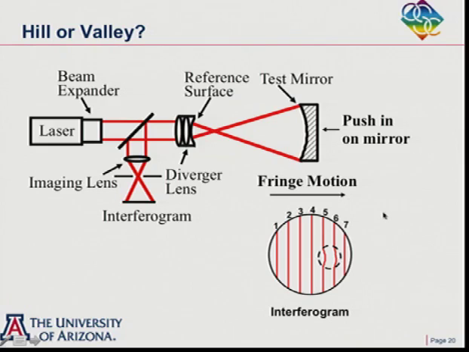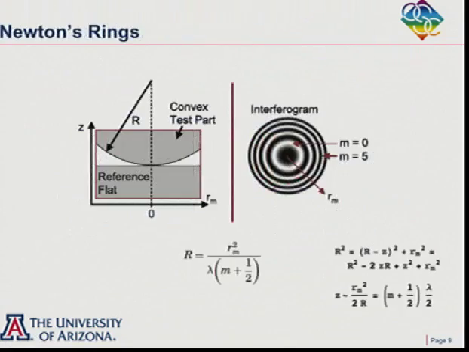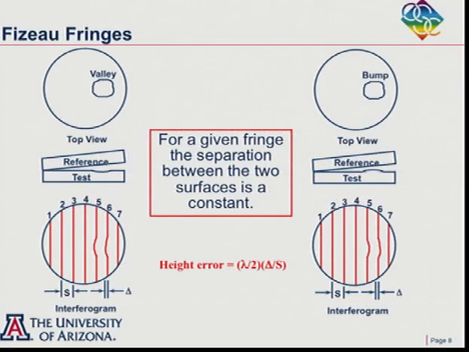And maybe the best way for seeing that is to go back several slides here. So just hold on. We'll go back a few slides to here. And let's look at this case where we had the Fizeau here. And we said, well, along a given fringe, the separation between the two surfaces is a constant. Okay? And now, we put in enough tilt here, so we didn't have any closed fringes here.